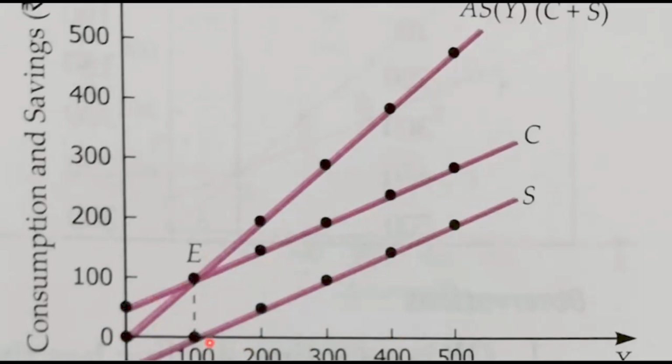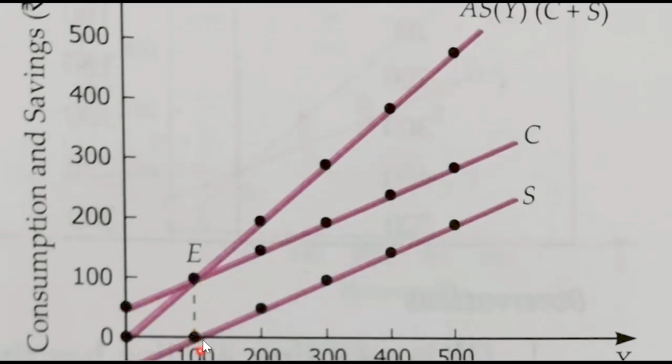Now, the last curve, and that is curve S. And what is this curve S? Saving curve. Here we can see that when consumption is greater than income, there is no saving. The entire income is used up in consumption by the consumers. Okay. Then as income increases, consumption is also increasing.